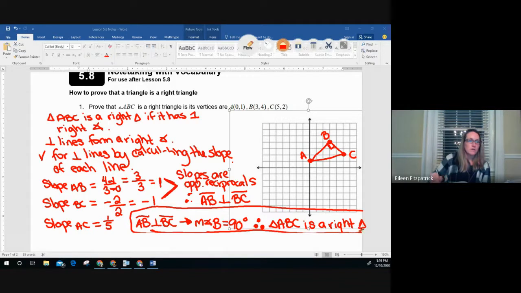Right here. Okay. All right, let's try the next one. So think about what we did for this one as we get into the next one.